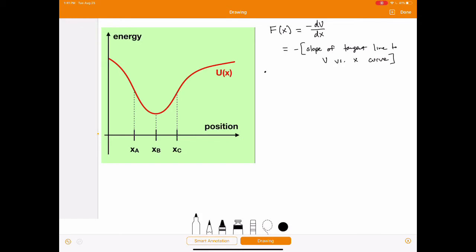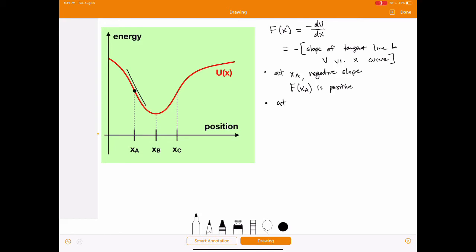Okay, so at each one of these positions, let's say at point XA, what do we know about the slope of the tangent line? Well, you can draw it straight on the graph. Here's point A. The tangent line to the curve clearly has a negative slope. So therefore, the force at that point is positive because the force has the opposite sign as the slope. So the slope is negative, the force is positive.